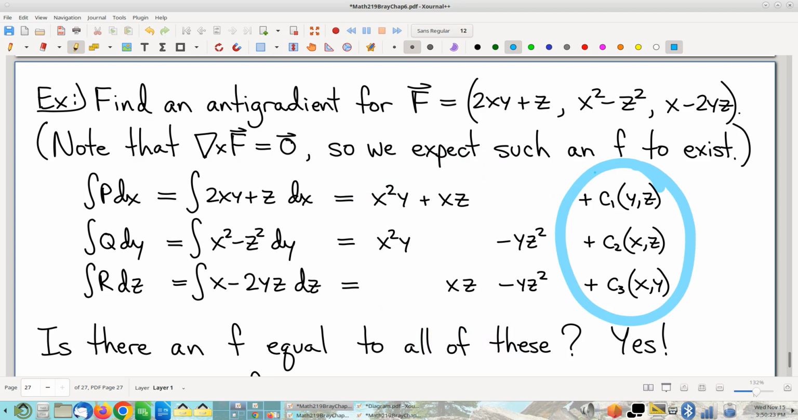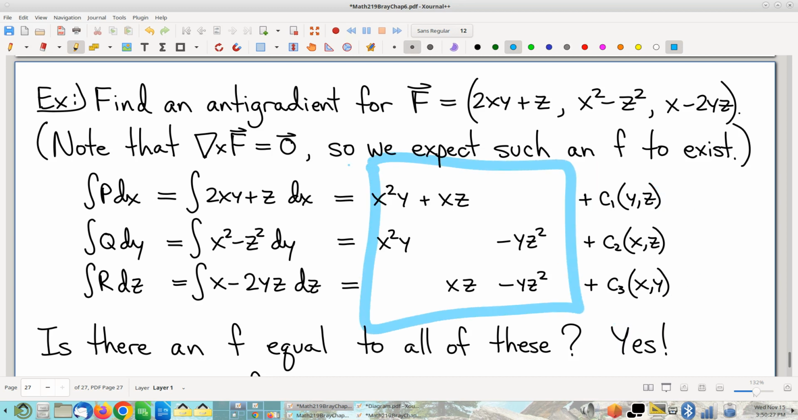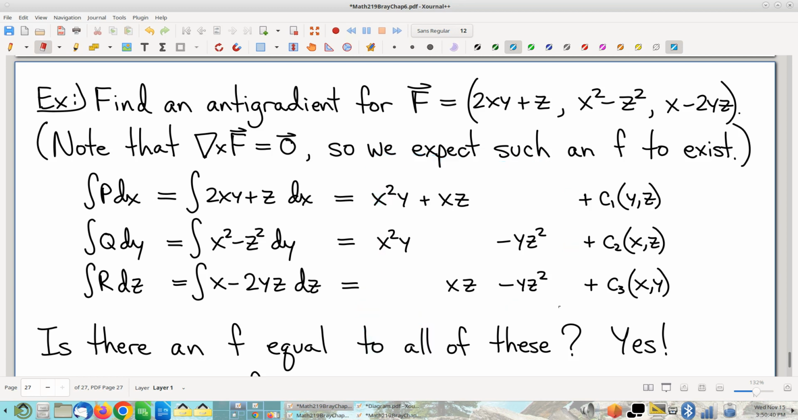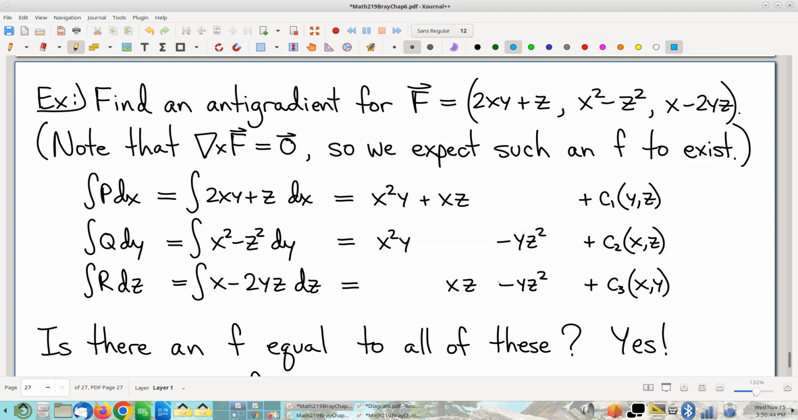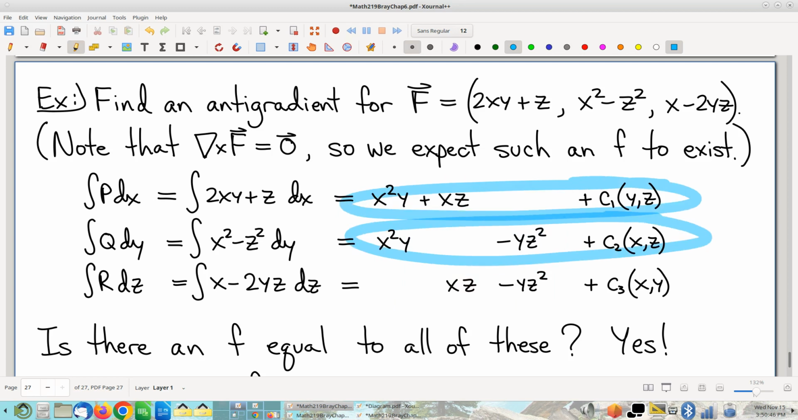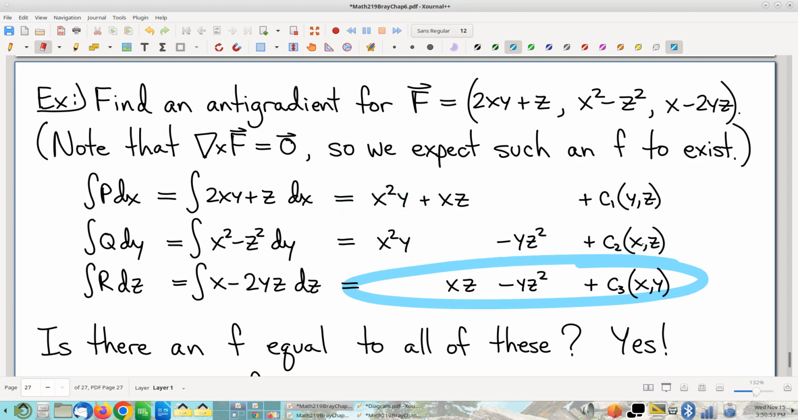And good thing, too, right? Because if I only had this, and if I needed all three of these functions to be equal to each other, well, that's just flat false, right? They're clearly not the same. Again, that's not the question. The question isn't whether these three things are equal. The question is whether I can make these three things equal. And the game begins.